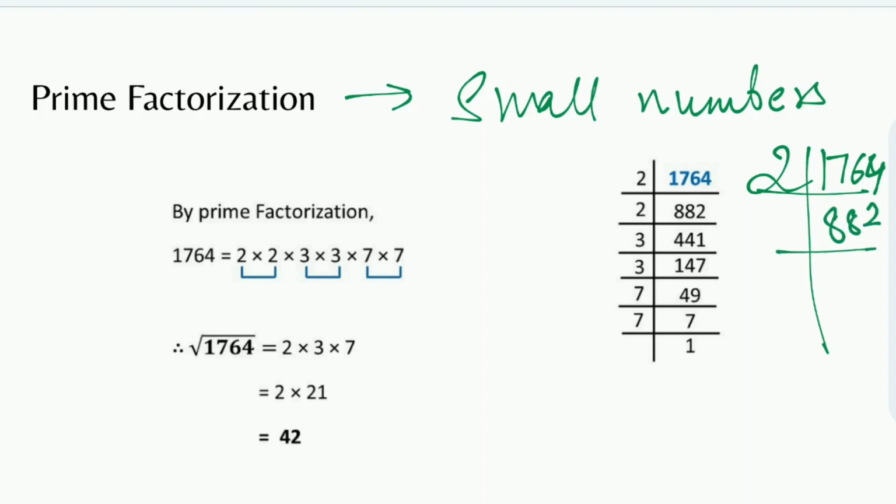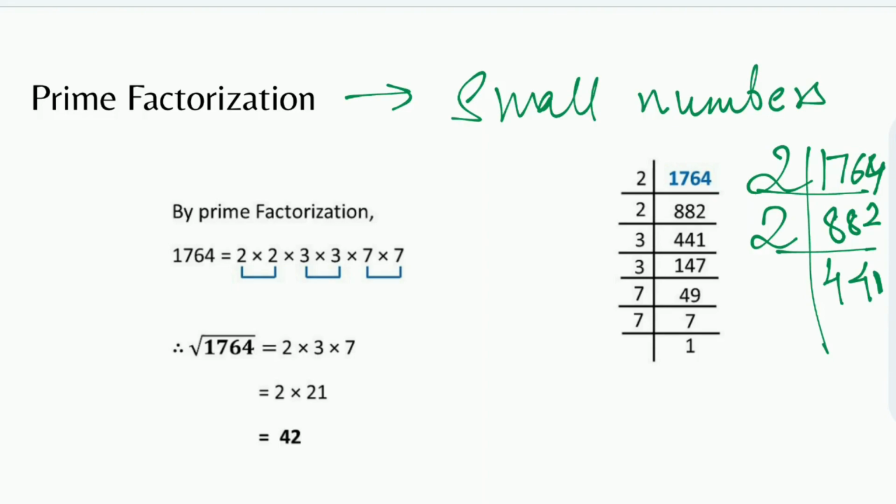882 will also be divisible by 2 because the last digit is 2. So again it becomes 2. Then it becomes 441. Now because the last digit is 1, this will not be divisible by 2. The divisibility rule of 2 says if the unit digit is 0, 2, 4, 6 and 8, then only the number will be divisible by 2. Hence I'll try the next prime number, which is 3.